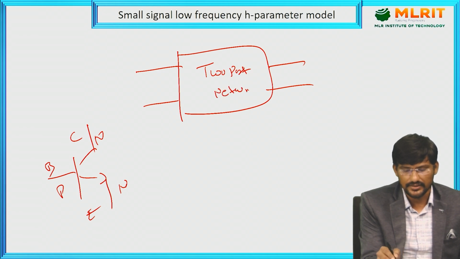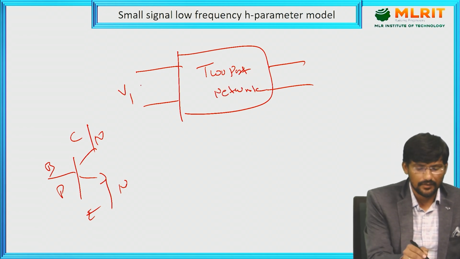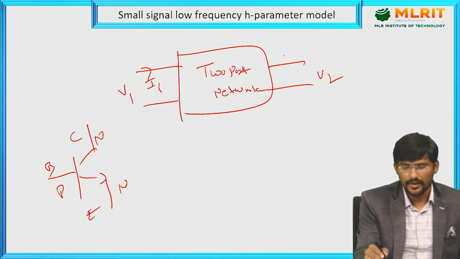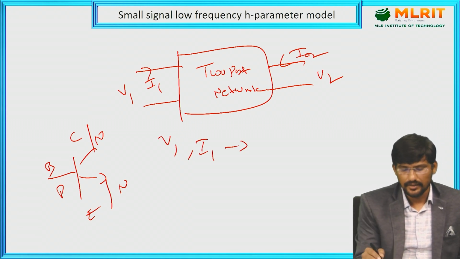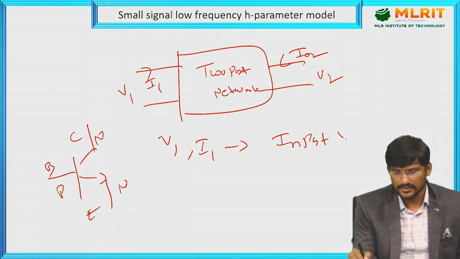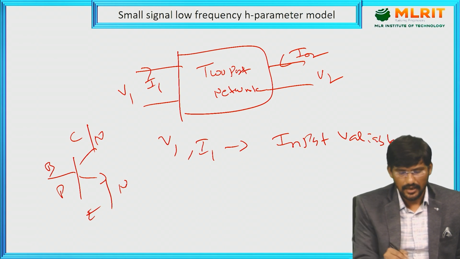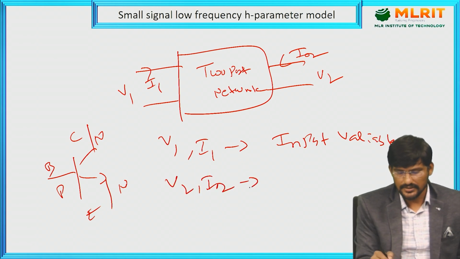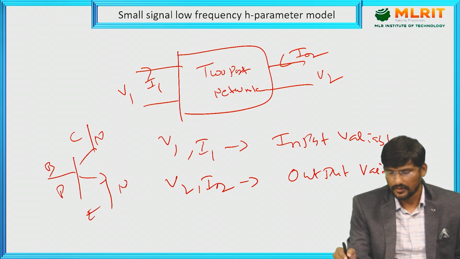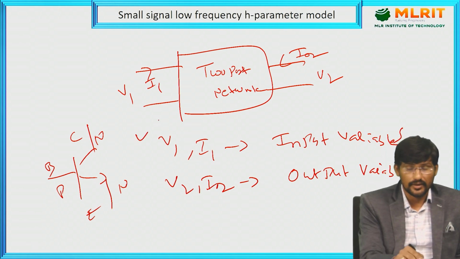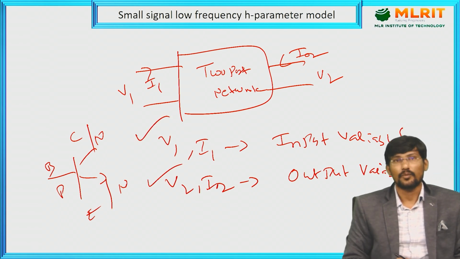So it is considered as a 2-port network, and it has a pair of input terminals and a pair of output terminals. V1, I1 are called input variables, and V2, I2 are called output variables. So we have a pair of input terminals and output terminals.